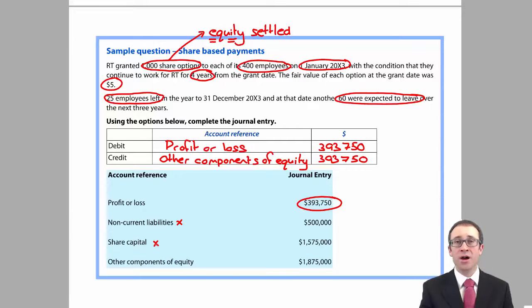So what do you think about that question? Thumbs up. I think that's pretty standard. Obviously, there are little tricks. I think the difficult bit is the estimation of the number of employees. So don't forget, we need to adjust for who has left and who we expect to leave. Okay, if you can deal with that, if you can deal with the fair value and use the right fair value and spread it over the right period of time, then you shouldn't go too far wrong.